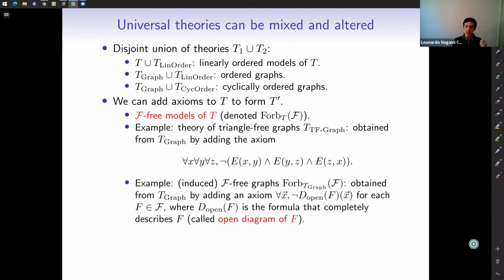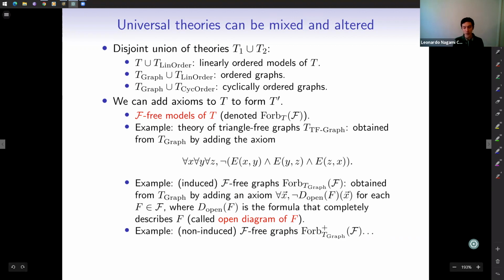And then you put an axiom that says, well, for every tuple X, I do not satisfy this formula. I do not see a copy of F. Right? So this is how you take induced F-free graphs. And as I said before, if you wanted instead to talk about non-induced, there are very simple tricks that you can do. You can take the family F, close it upwards, and now this is a new family F prime, and now if you forbid F prime induced, it is the same as forbidding F non-induced. So this also captures forbidding non-induced.